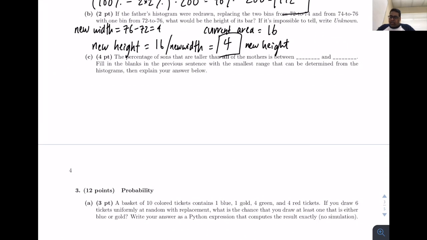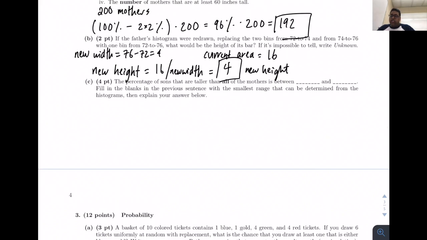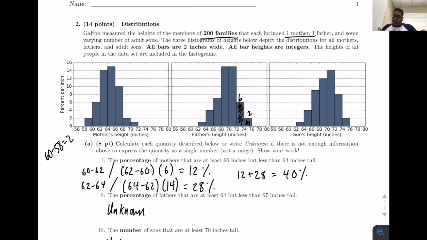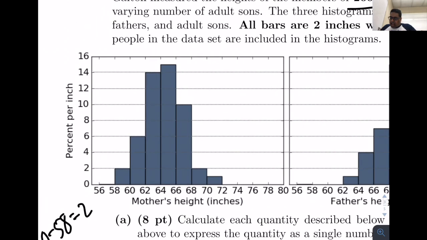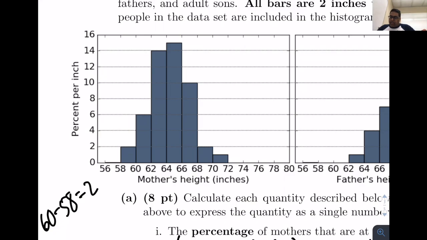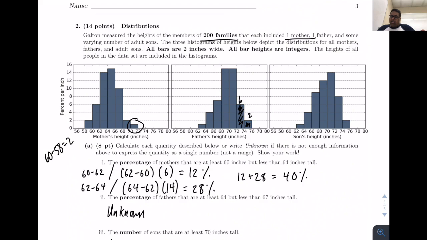And so now our last question with this histogram business is: the percentage of sons that are taller than all the mothers is between blank and blank. Fill in the blanks in the previous sentence with the smallest range that can be determined from the histograms, and then explain your answer below. So to do that, let's take a look at our mother's histogram, and we see that the greatest bin in which we have values for the mothers is 70 to 72, which tells us that the tallest mother must be between 70 and 72 inches.